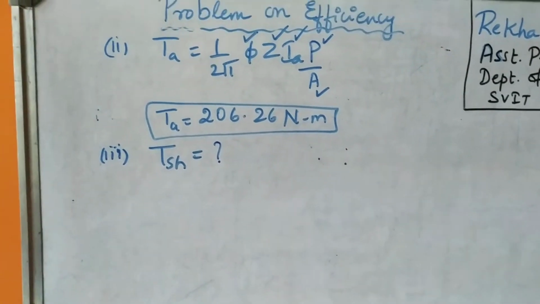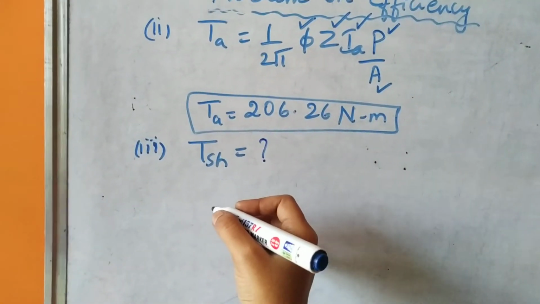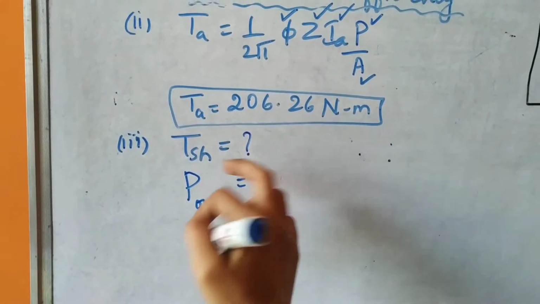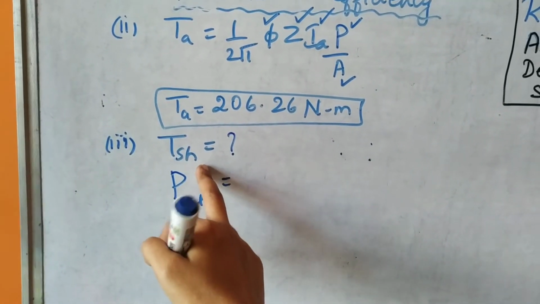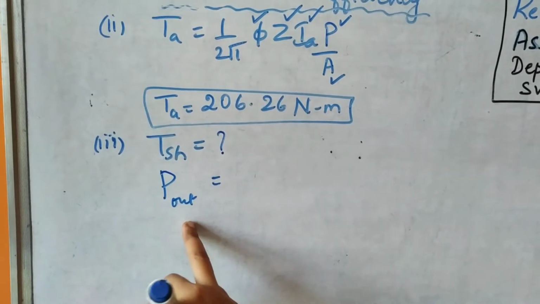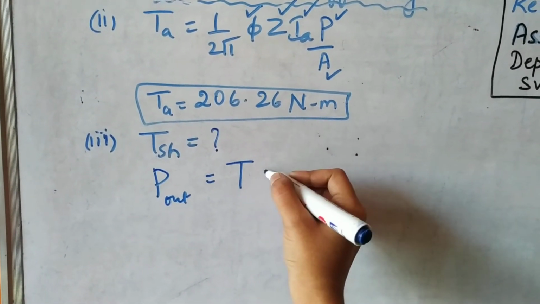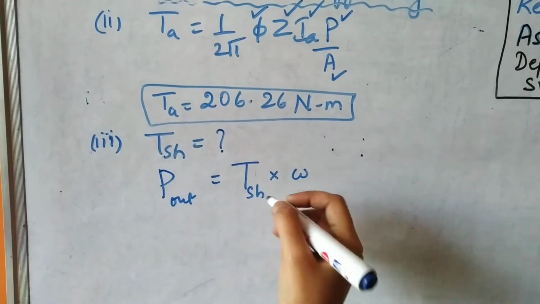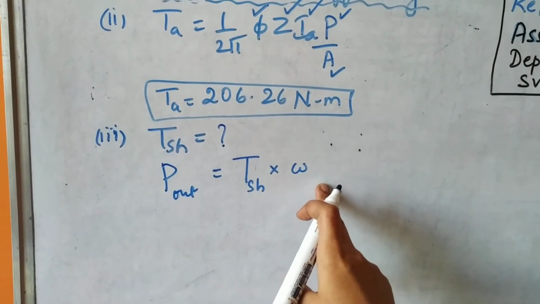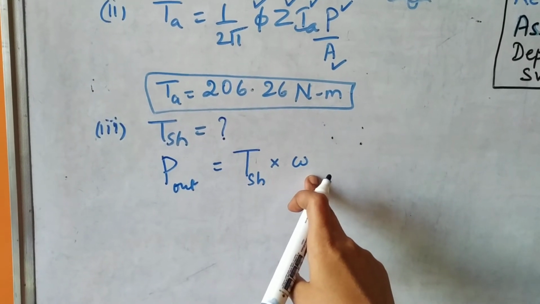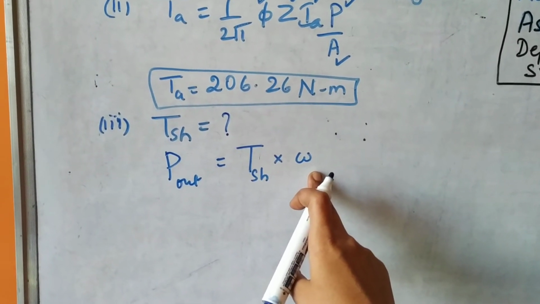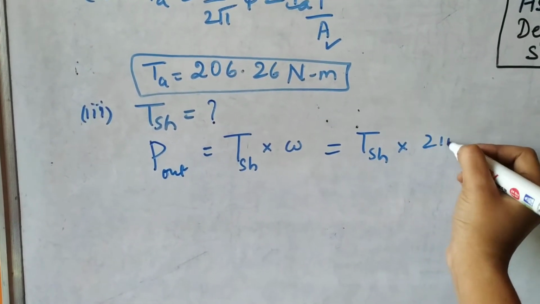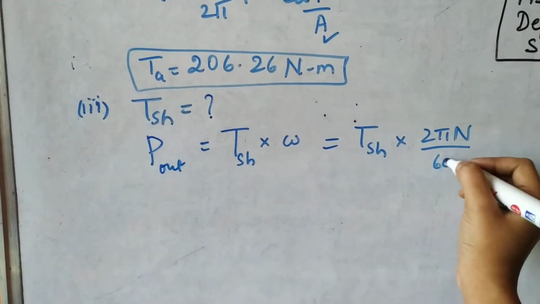So therefore with the help of another logic, that is the output power, because the shaft torque is nothing but the torque which is obtained at the output side. So power is equal to torque into omega, we know that relationship. So therefore we will utilize this, right? So omega is nothing but 2 pi N by 60. Okay, so we can write this as shaft torque multiplied by 2 pi N divided by 60.